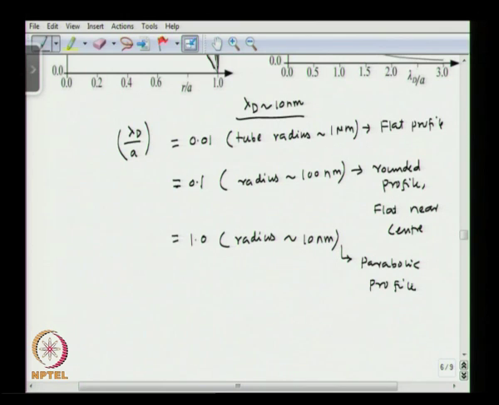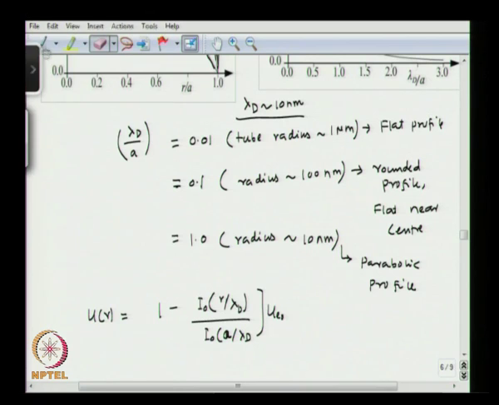Now, if we write down the equation for the velocity, u(r) is 1 minus I0 of r over lambda d, divided by I0 of a over lambda d, into u_eo.